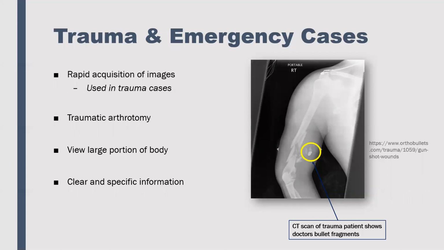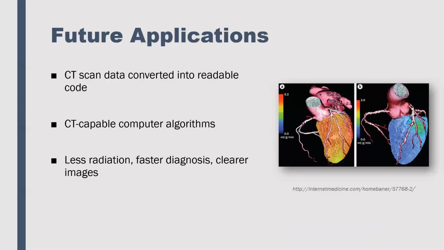CT scans are a fast way to view a large portion of the body. Standard X-rays are limited in their size, yet CT machines allow doctors to see entire sections of the body with clear and specific detail. Due to this, CT imaging is an industry standard in hospitals and clinics treating trauma patients. The current uses of CT imaging rely on standard analysis by medical professionals.